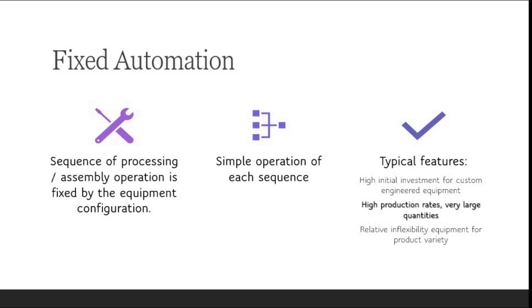Okay. So typical features of fixed automation are high initial investment for custom engineered equipment, high production rates, so you can produce in very large quantities, and relative inflexibility to accommodate product variety. So fixed automation typically is used when you have a very high demand for a specific product. There's not much customization that can be done with your current layout, but what you can do with that automation is very high production rates or very large quantities. The economic justification for fixed automation is basically a product that has very high demand, making the unit cost attractive compared with other methods of production. Typical examples are automated assembly lines or automated assembly machines.